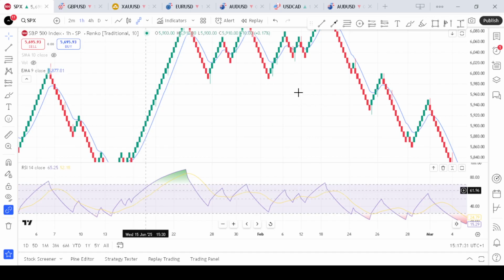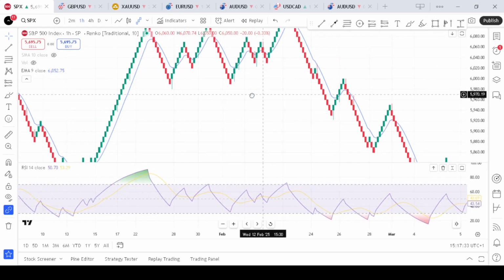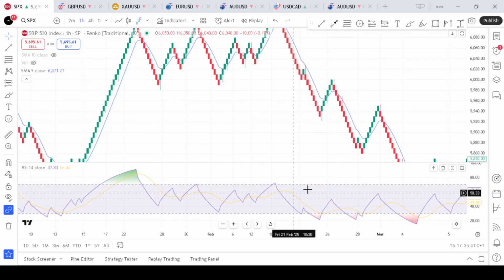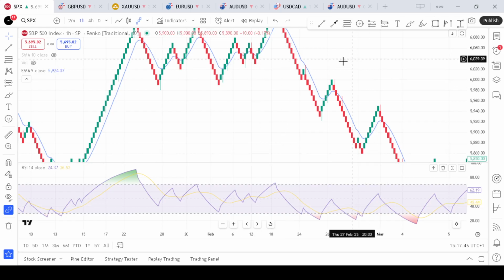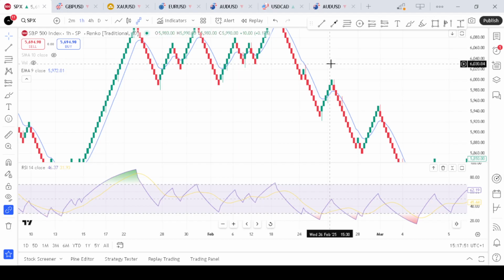Then for downtrends, it should be below 50. And as we can see in this area, price is below 50. The RSI is below 50, indicating that we are in a downtrend. This should help us confirm our direction of momentum.